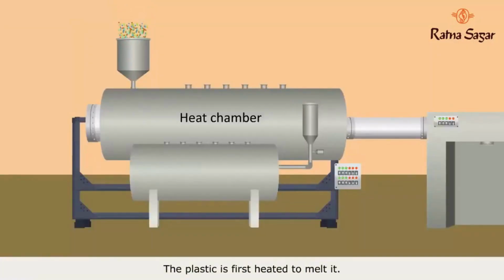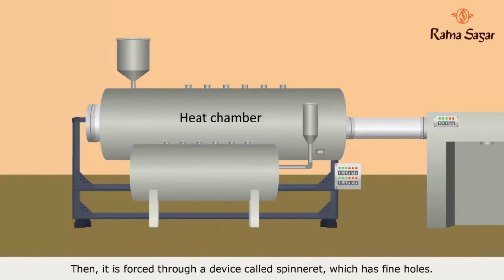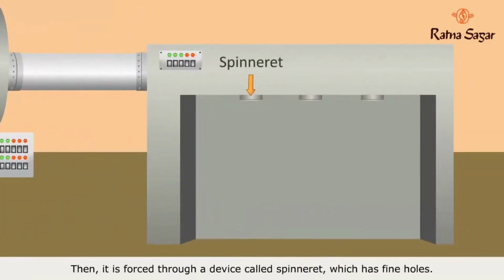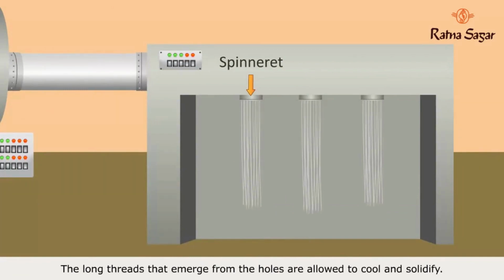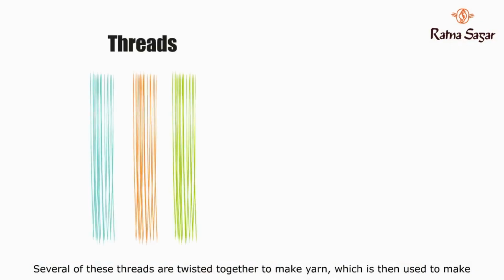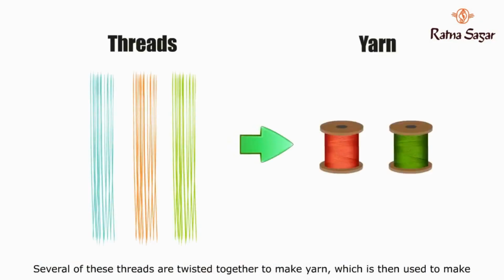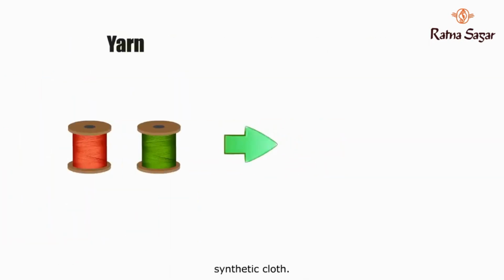The plastic is first heated to melt it. Then it is forced through a device called spinneret, which has fine holes. The long threads that emerge from the holes are allowed to cool and solidify. Several of these threads are twisted together to make yarn, which is then used to make synthetic cloth.